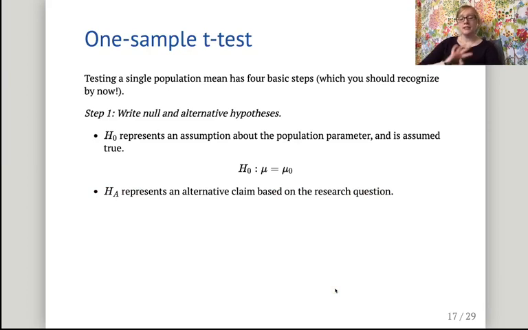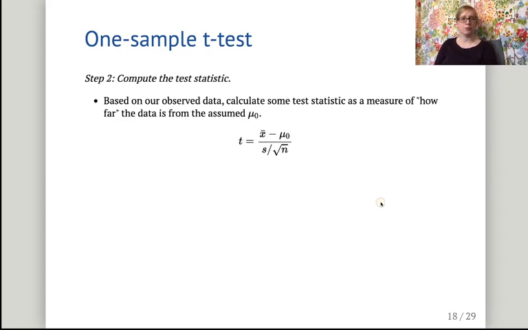So let's move away from confidence intervals into testing. How can we do a hypothesis test using these sorts of procedures? The same 4 basic steps apply. Step 1 is to write a null and alternative hypothesis. Our null hypothesis is some statement mu equals mu 0. The alternative might be less than, greater than, not equal to, depending on the research question, of course.